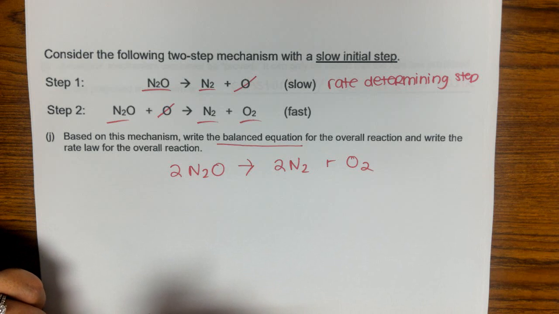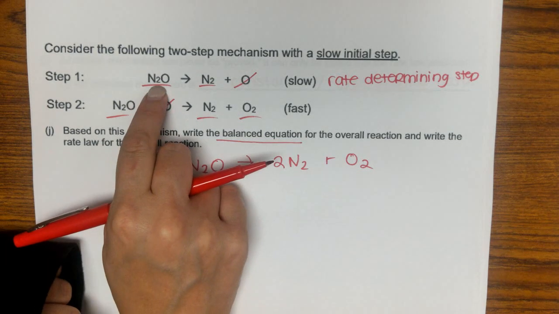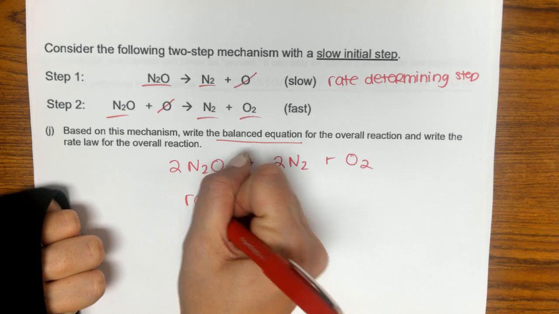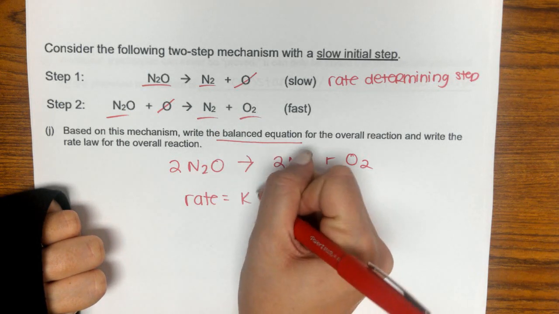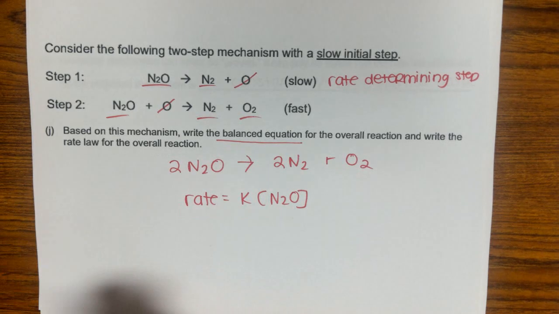And then we're going to write the rate law. So the rate law comes from the rate determining step, which is the slow step, and that slow step is unimolecular. There's only one reactant, so rate equals k times [N2O]. And it's first order, unimolecular, first order.